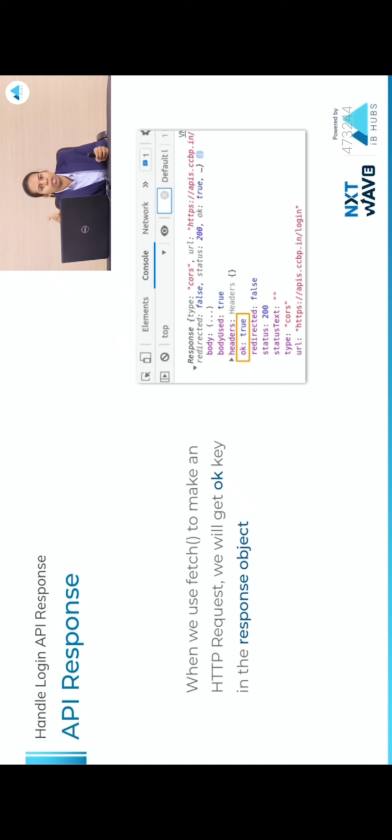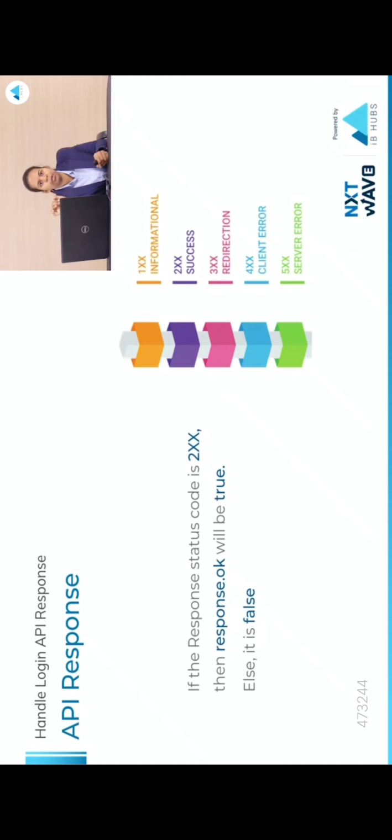So once we make the request, we'll get a response. In the response object, we'll have an OK key with either true or false. If the API call was a success, then the value would be true. If it's a failure, then the value would be false. Clear? We can make use of this to understand whether the API call was a success or a failure. If the response status was 2xx, that is 201 or 200, then response.ok will be true, otherwise it will be false.